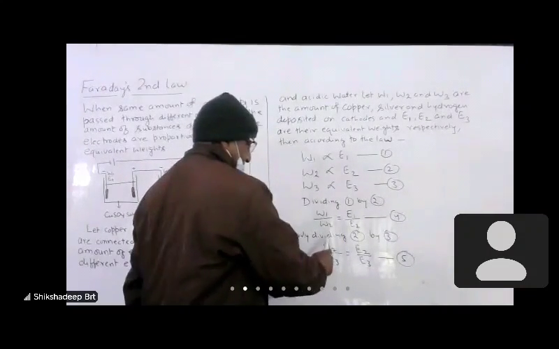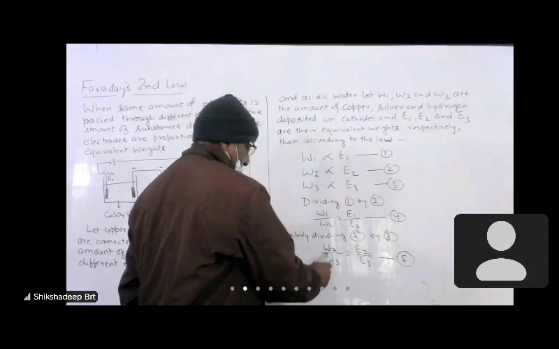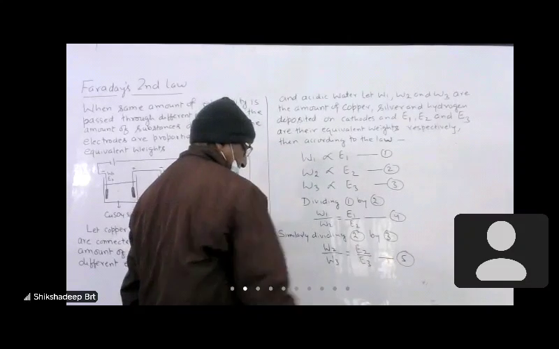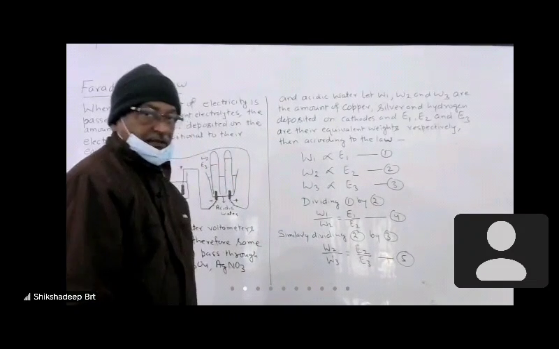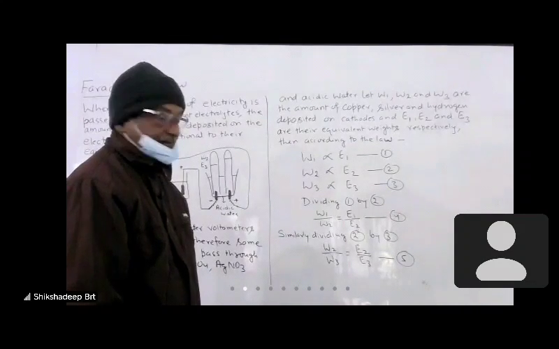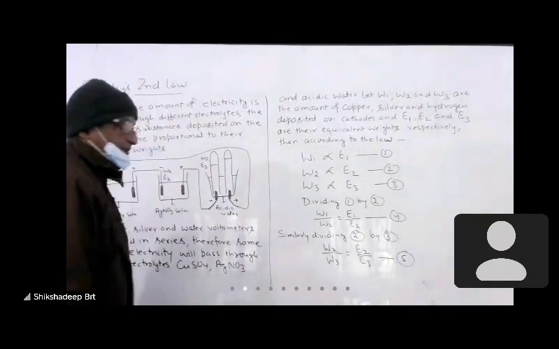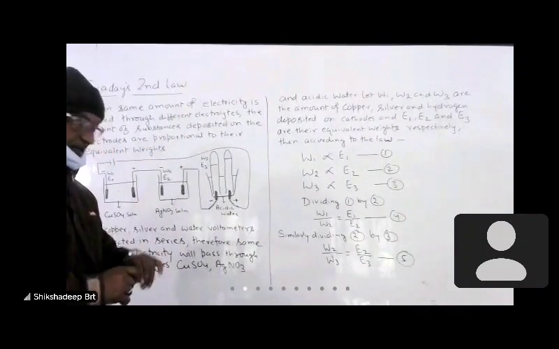Similarly, dividing 2 by 3, what do we get? W2 by W3 is equal to E2 by E3. So this is all about Faraday's second law.